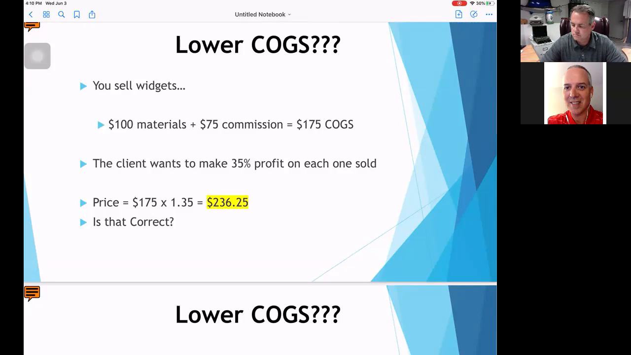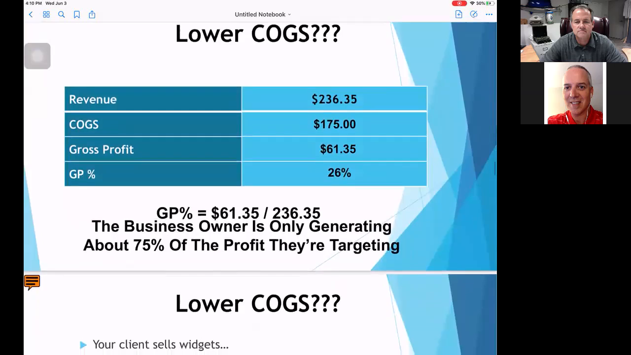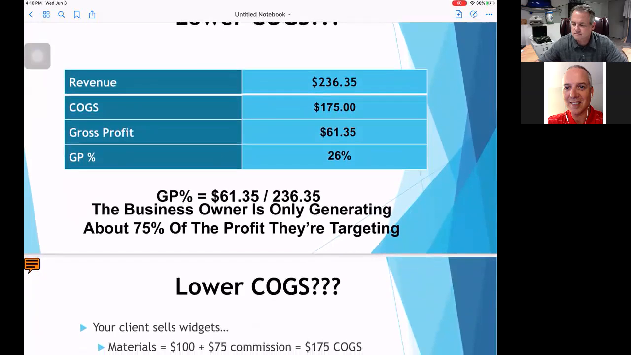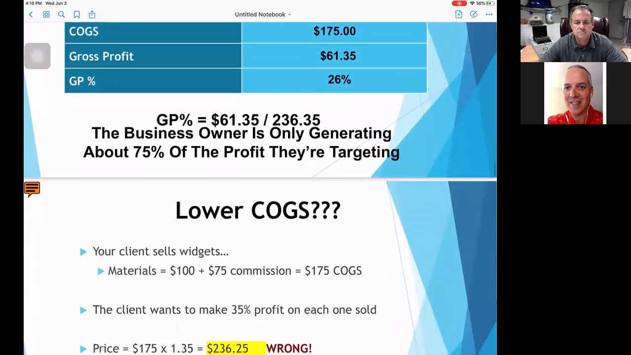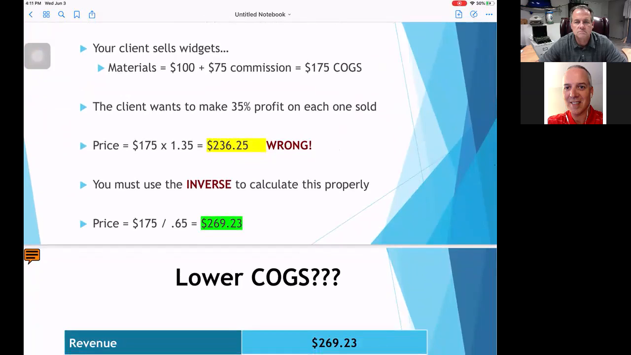And the answer is that is completely wrong, right? You just added 35%, but that's not your profit margin. That's your gross profit, not your net profit. Correct. The only thing you care about is how much you actually make to the bottom line. So if I flip over here, instead of adding 35%, you're really using the inverse of that, which is 65%. You take $175 divided by 65%, and your real price is $269.23.